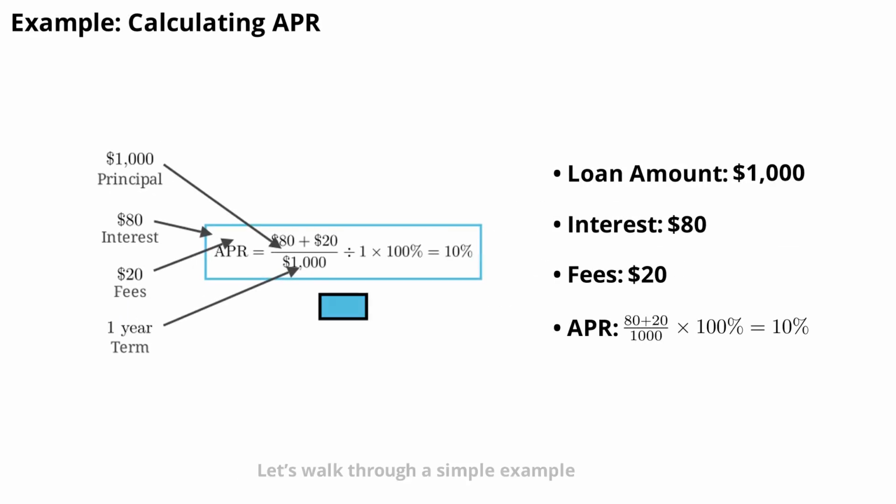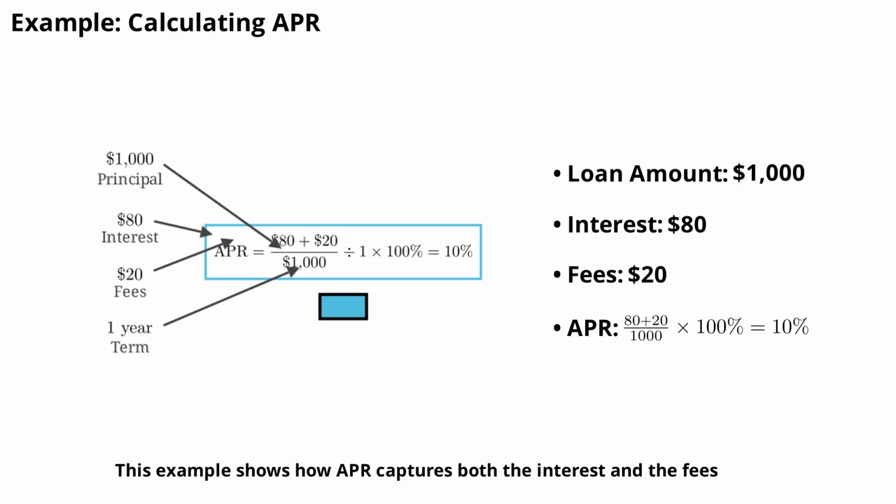Let's walk through a simple example. Suppose you borrow $1,000 for 1 year, and pay $80 in interest and $20 in fees. The total cost is $100. Plugging these numbers into the formula, you get an APR of 10%. This example shows how APR captures both the interest and the fees, giving you a clearer picture of the true cost of the loan.